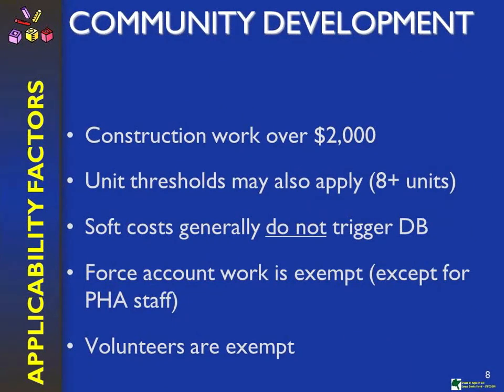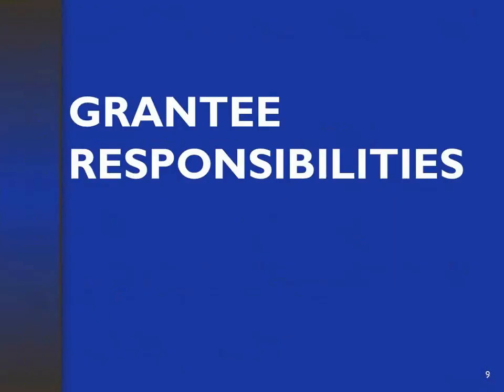Again, I said contracts over 2,000. The thresholds, I think I'm going to skip through this if anybody has any specific questions, because this does not really address the responsibilities area. But in essence, force account workers are exempt, which are the local workers of the local entitlement agency. Volunteers are usually exempt. We have some guidance on that. Soft costs usually do not trigger. Soft costs are things like architectural fees, testing, things of that nature.